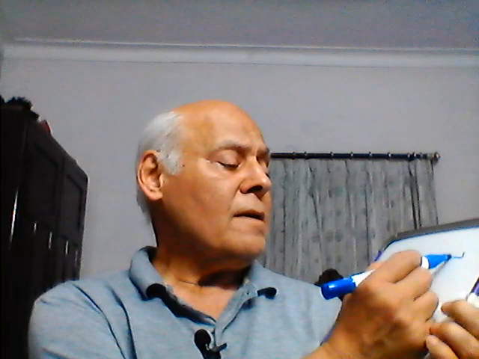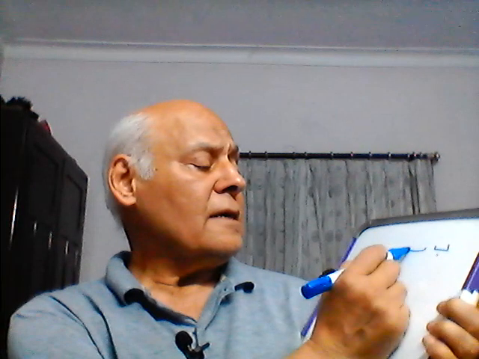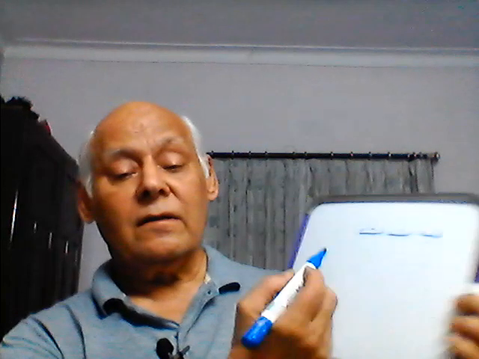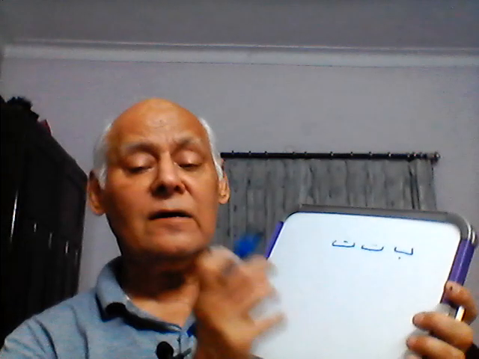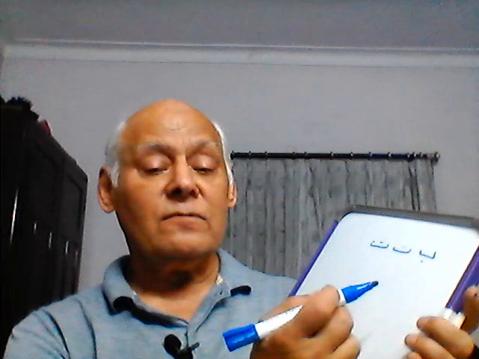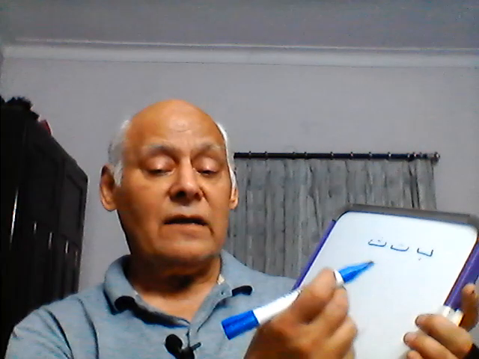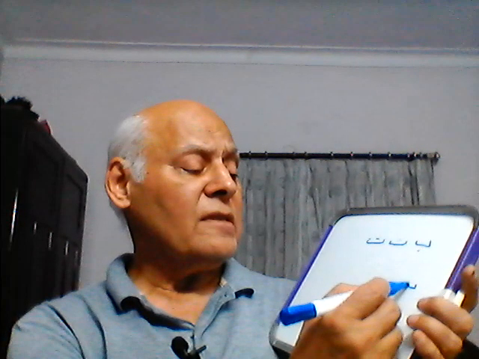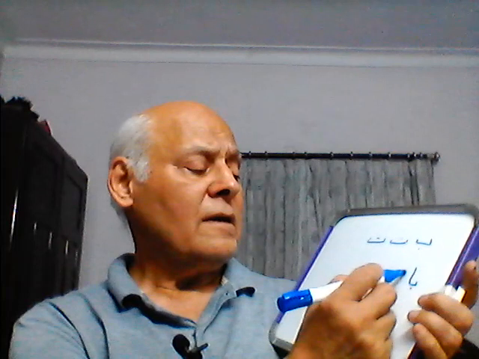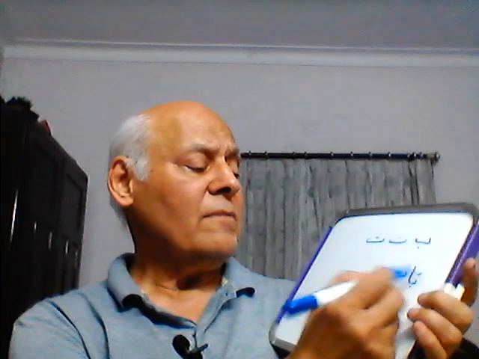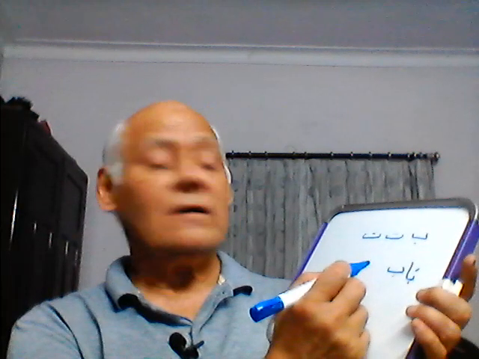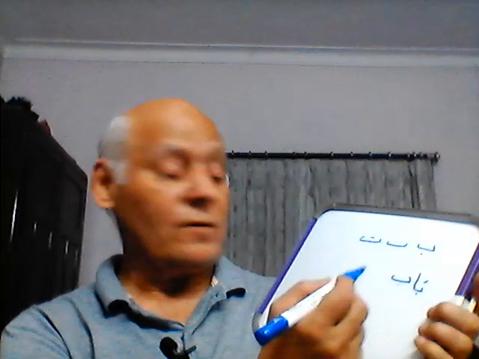Like ba, ta, sa. Ba, ta, sa. They belong to the same group. Now, if you want to use ba in a word, for example, we join ba with alif and again ba. It becomes three letters: ba, alif, and ba. It becomes baab, which means door.